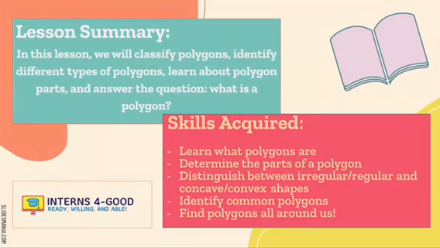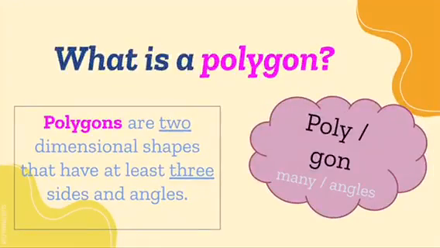In this lesson, we'll learn how to classify polygons, identify different types of polygons, learn about polygon parts, and answer the question, what is a polygon? So let's start with that. What is a polygon? Polygons are two-dimensional shapes that have at least 3 sides and 3 angles, hence the name polygon, which means many angles.